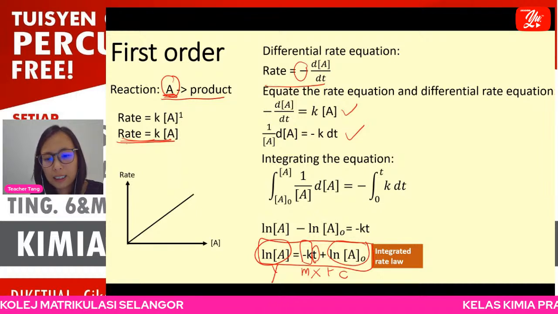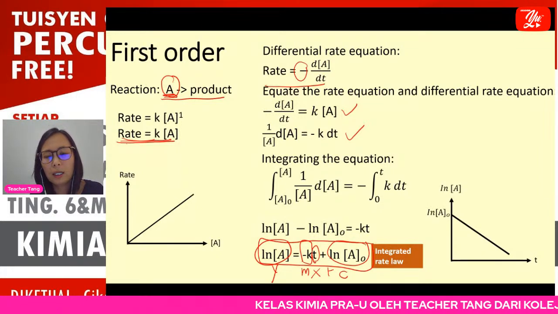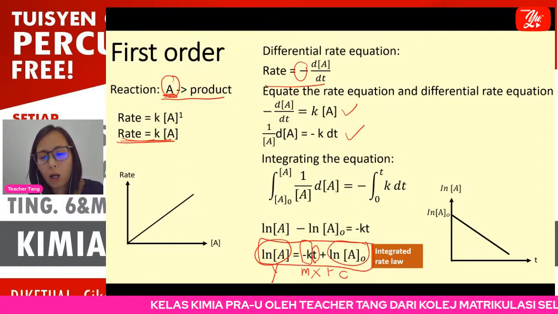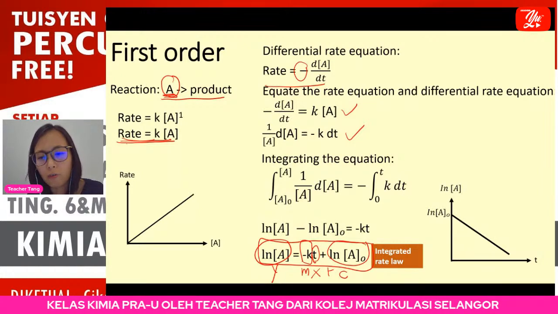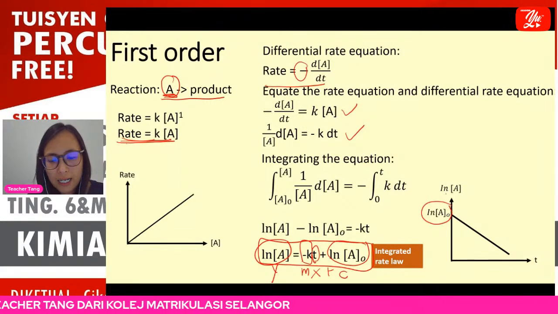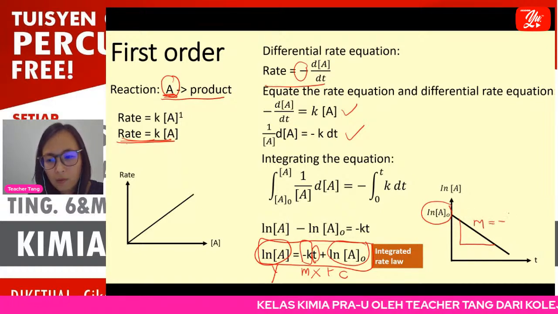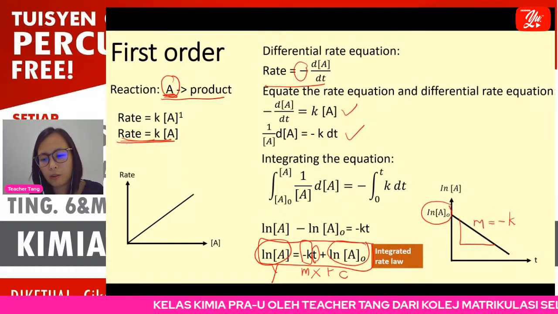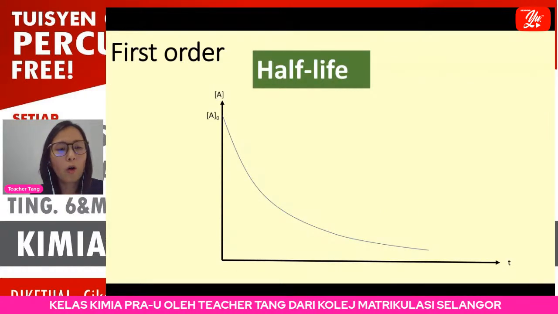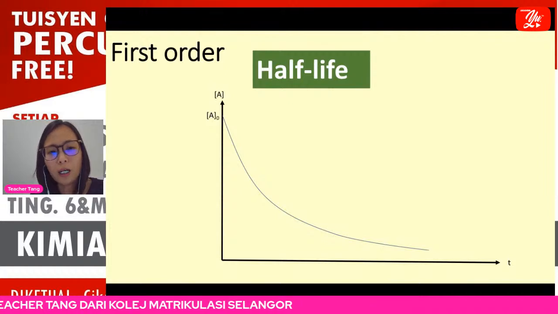So based on this integrated rate law equation, we know that the linear graph that we need to plot is ln [A] versus time, with ln [A]0 as the y-intercept, and the gradient of the graph is equal to the negative rate constant of the reaction. So for the first order reaction, we can also determine it from the concentration versus time graph.